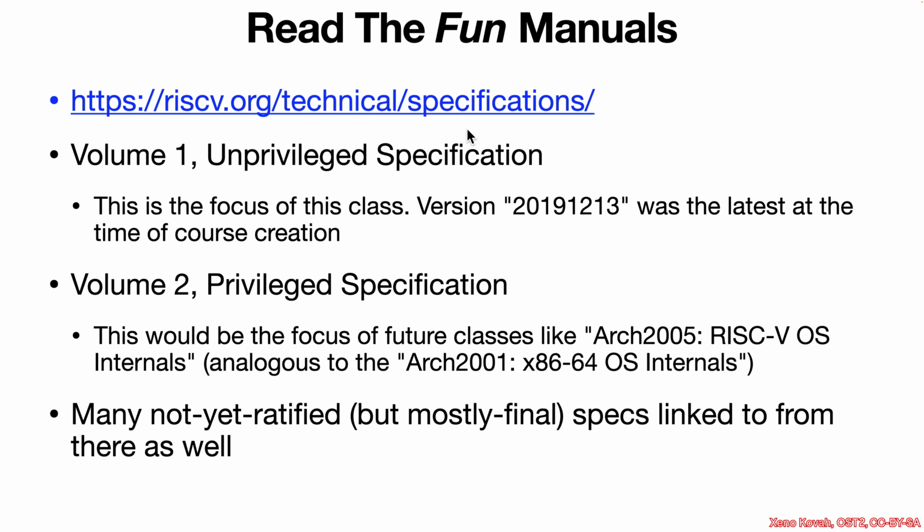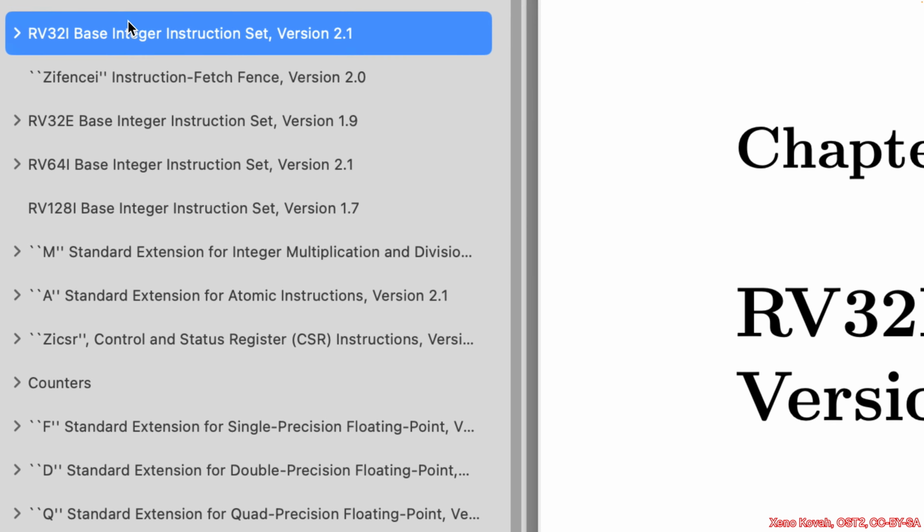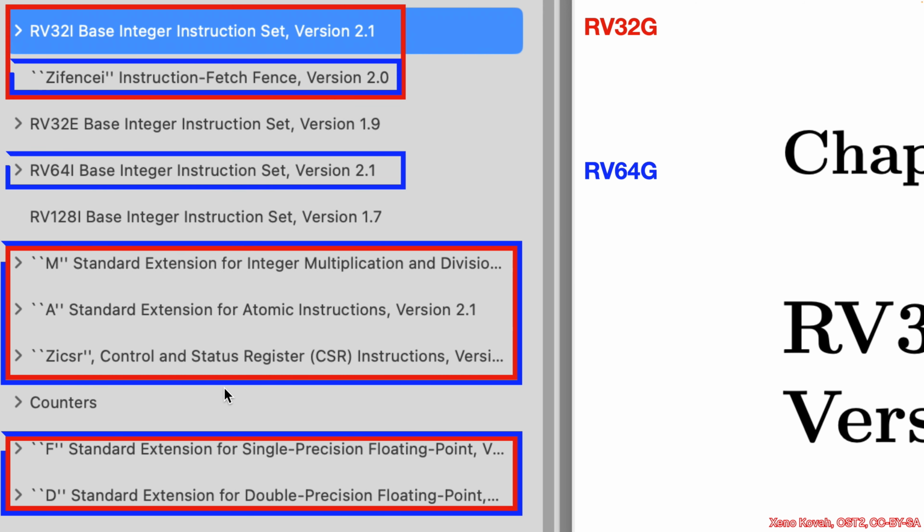And you can also find many of the not yet ratified but mostly final specifications linked from that page as well. The basic outline of the table of contents for the document that was provided for this class is going to look something like this. We start with the RV32I and include Zifencei, M, A, Zicsr, F and D, or I prefer MAFD, and Zifencei and Zicsr, and those comprise the RV32G general purpose instruction set. Then you can also circle the following to get the RV64G version. So you have the RV64I plus Zifencei, Zicsr, and MAFD.